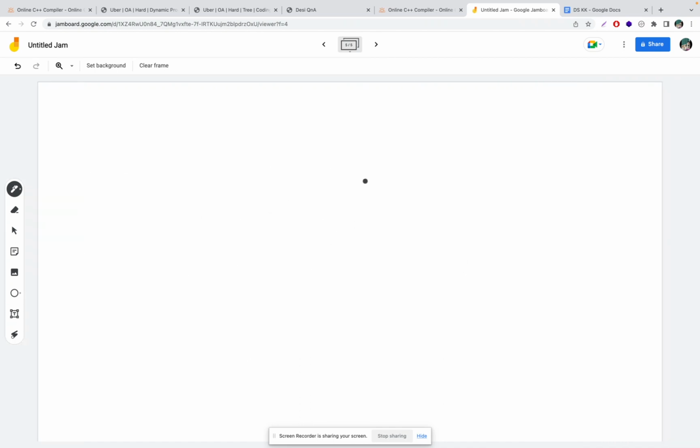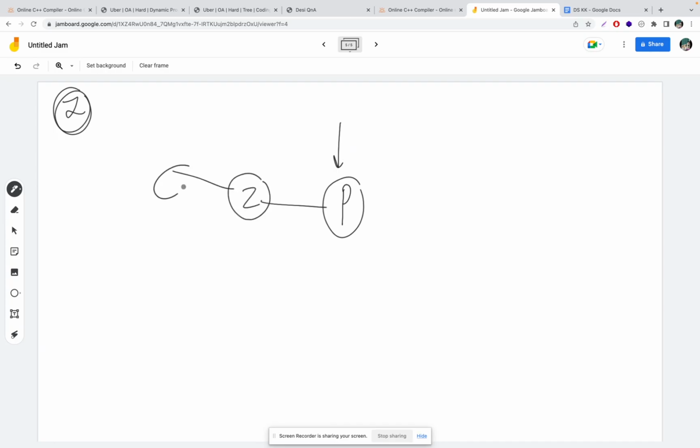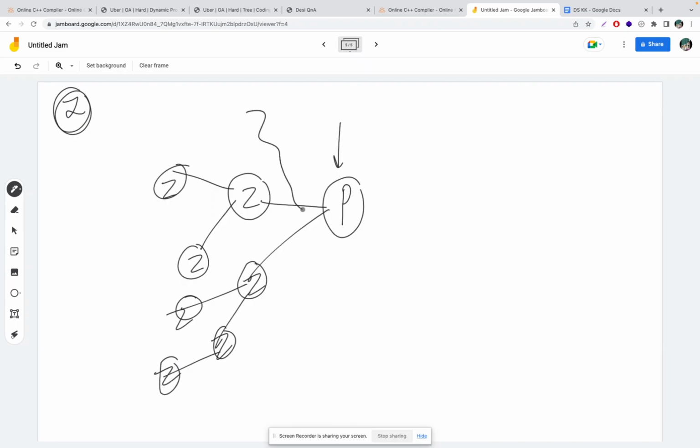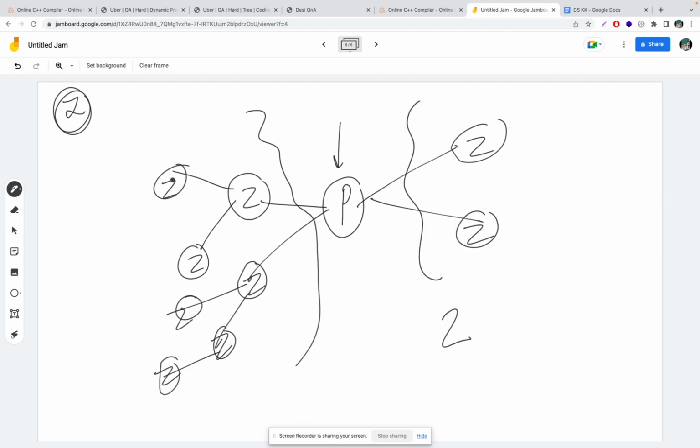How did it happen? So guys, p means a number which is prime, and z means a number which is not prime. So say you have p in the middle, and you have so many subtrees like this. Say z, z, z, z. This is also z, z, z, z. This is the left hand side. Now on the right also you have some more z. The number of nodes here is 2. The number of nodes here 1, 2, 3, 4, 5, 6, 7, 7. So guys, the answer will be 7 into 2, 14.